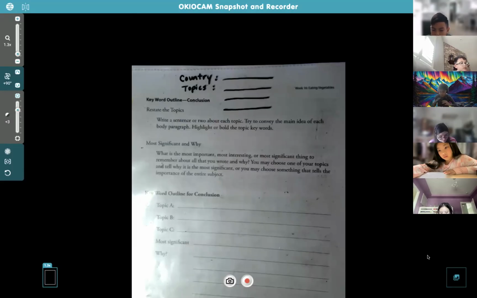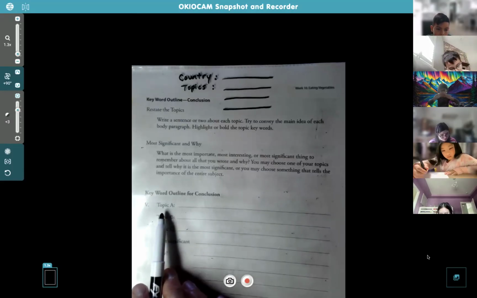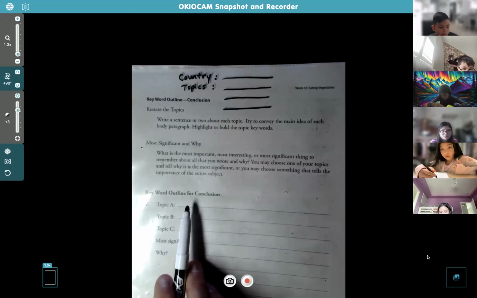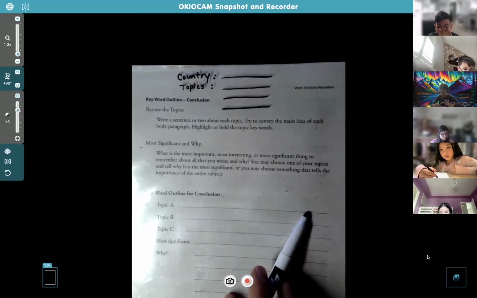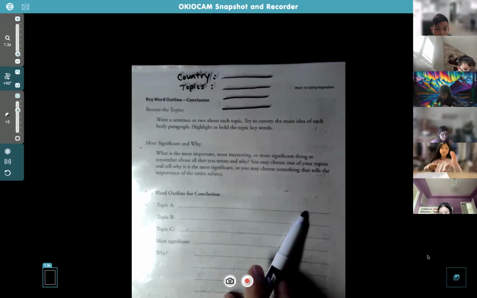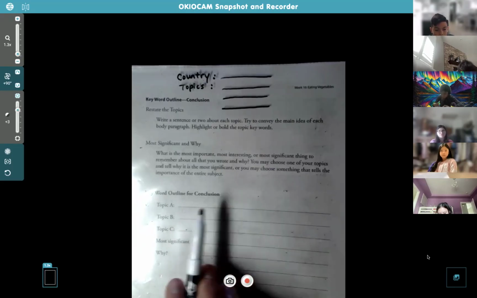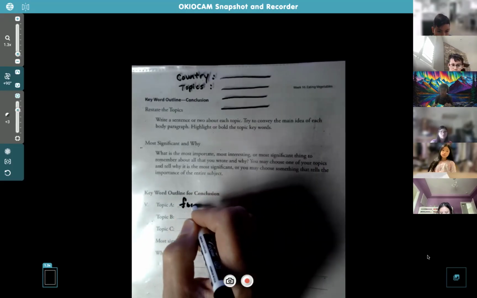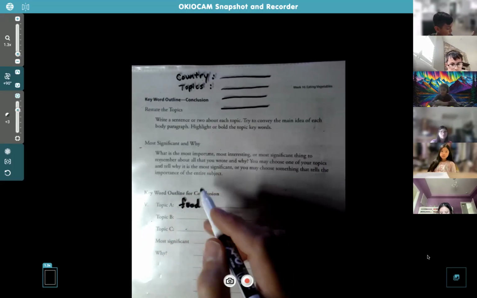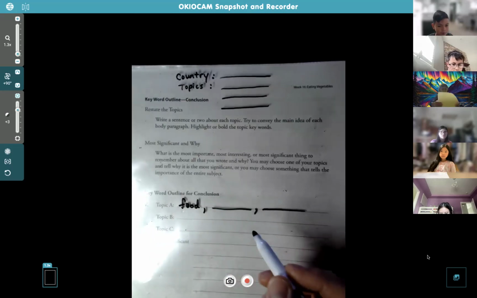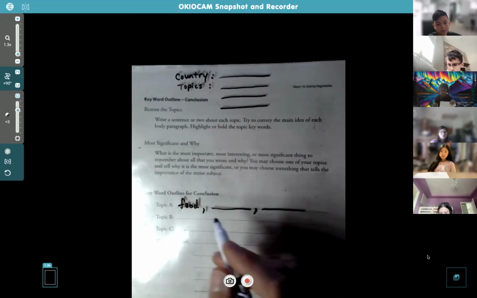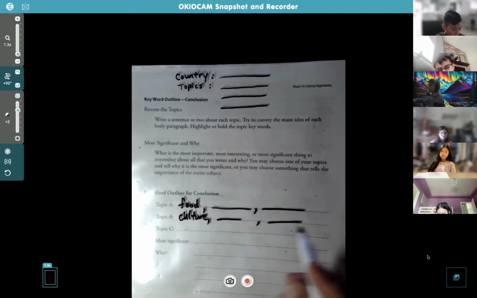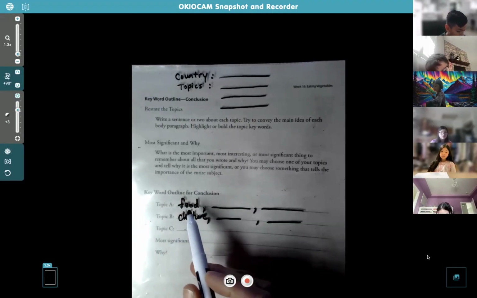So down here, they give you a little template. Do you see where it says topic A, topic B, and topic C? This is where you're going to put down some keywords about your topic. So for instance, London wrote about Thailand, but her first topic was food. Don't write food if this wasn't you. This is for London, okay? So she would put food, comma, blank, comma, blank. Her next topic was culture, comma, blank, comma, blank.